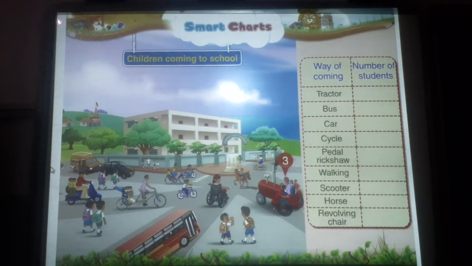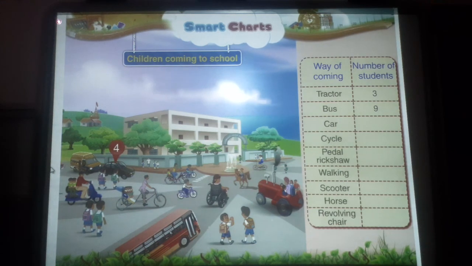3 students come to school by a tractor. So we will write tractor in the column way of coming. So we will write 3 against tractor in the column number of students. In the same manner, we will complete the table. 9 students come to school by a bus. So, we will write bus in the column way of coming. And we will write 9 against bus in the column number of students.